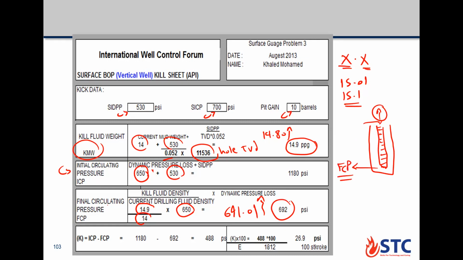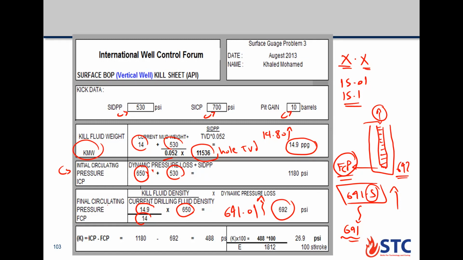If the answer is 691.5, for example, the actual value from calculation, and you round down, so you keep it 691 only. If you keep FCP at 691, you will be underbalanced by 0.5 PSI. So we need to round up, so we're going to have overbalance. Here we need to keep 692 on the drill pipe, not 691, so you will be overbalanced, not underbalanced.